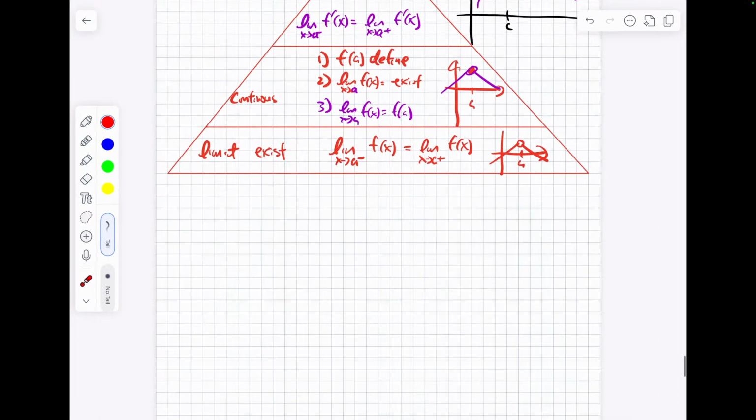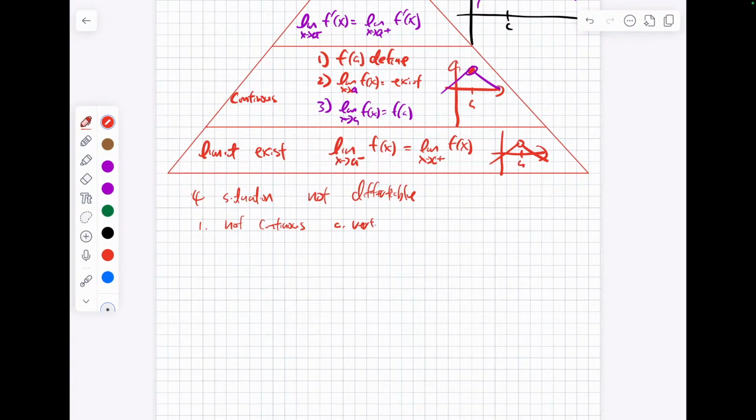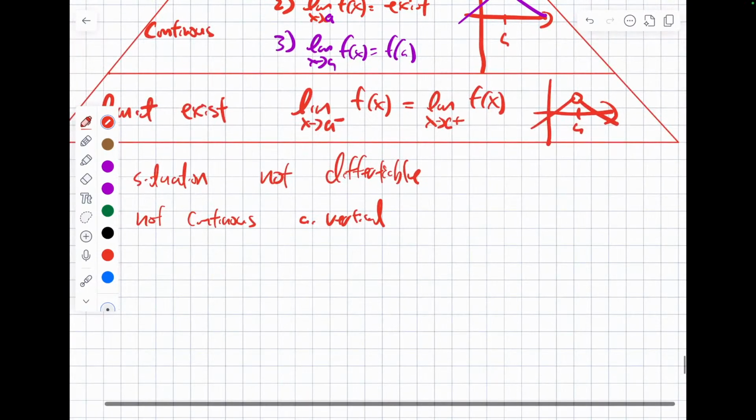Let's talk about 4 situations where a function is not differentiable. So the first situation is not continuous. Well, we already know that. If it's not differentiable, one situation is that it's not continuous. How many situations are not continuous? A, vertical asymptote.